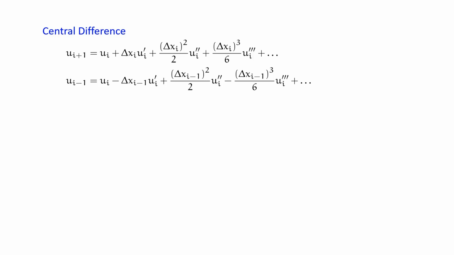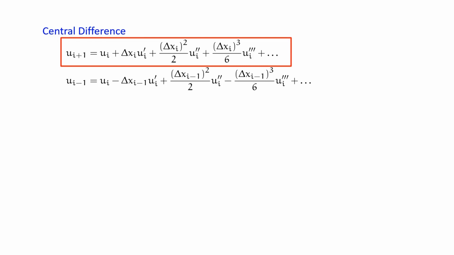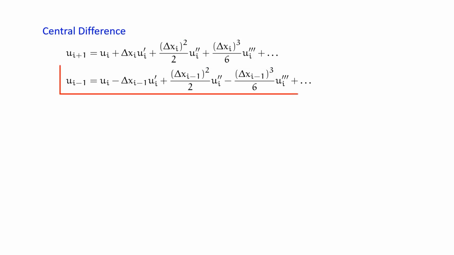Let's take the case of central difference. In central difference, we find u prime based on u_{i+1} and u_{i-1}. So let us first have the Taylor series expansion of u_{i+1}, that is u_i plus delta x_i u_i prime plus delta x_i squared by 2 u_i double prime plus delta x_i cubed by 6 u_i triple prime, etc. And u_{i-1} is u_i minus delta x_{i-1} u_i prime plus delta x_{i-1} whole squared by 2 u_i double prime, etc.